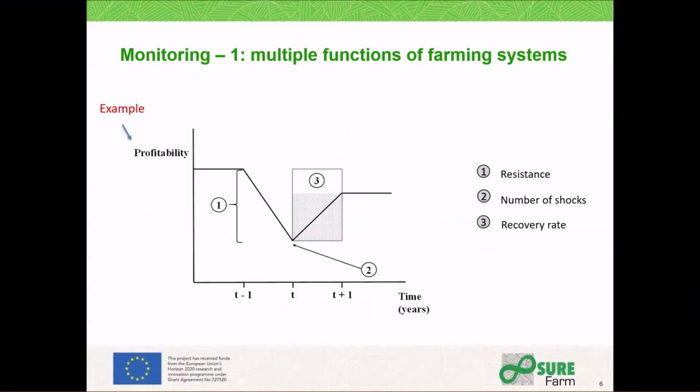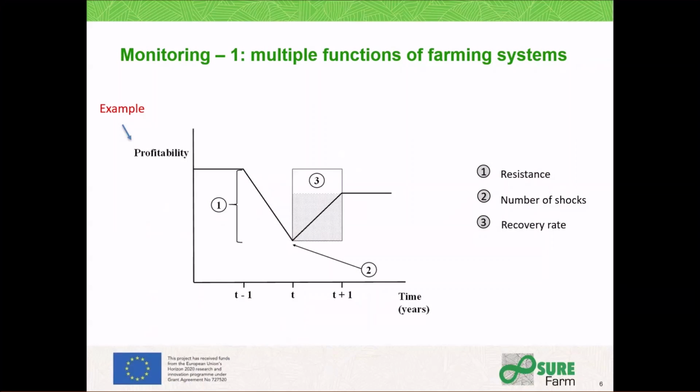Well, then I had these 3 circles of functions. Then 3 circles about what you can monitor about resilience. The first red circle I showed was about the delivery of private and public goods. How well is that going? And you can do this measurement.